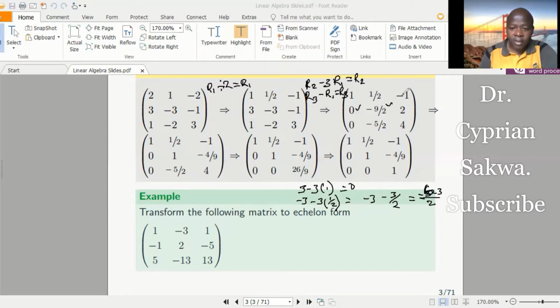Then I come to this other one. I have negative 1 there, then minus 3 times negative 1. That negative 1 will give me a positive. So what I have is negative 1 plus 3, which is 2. It's the 2 you're seeing there.